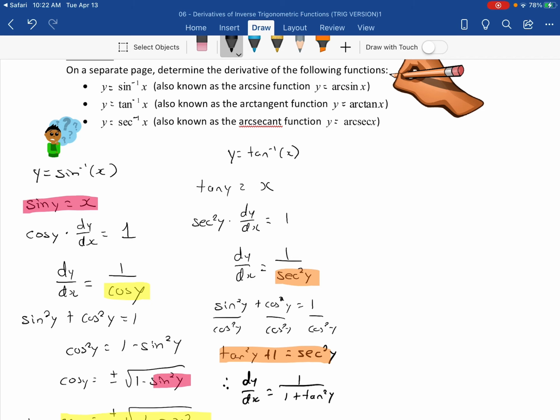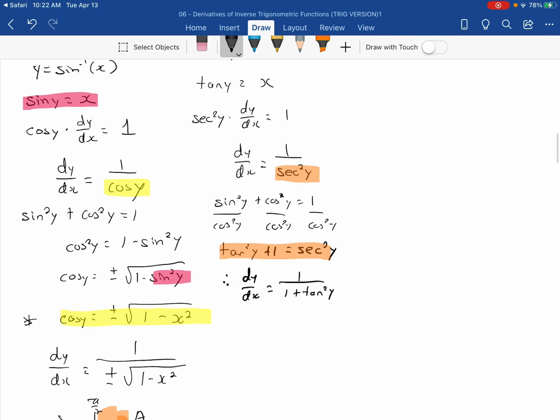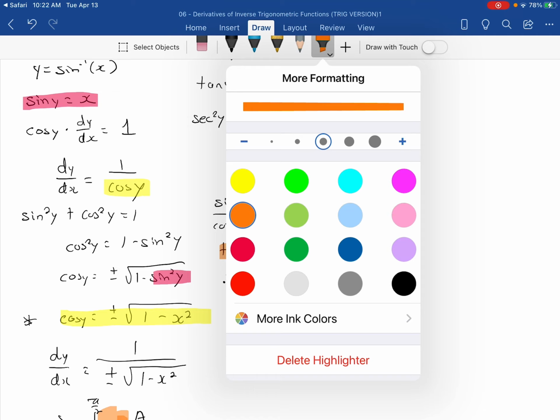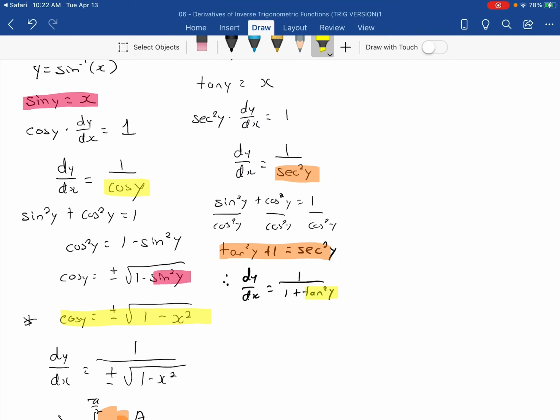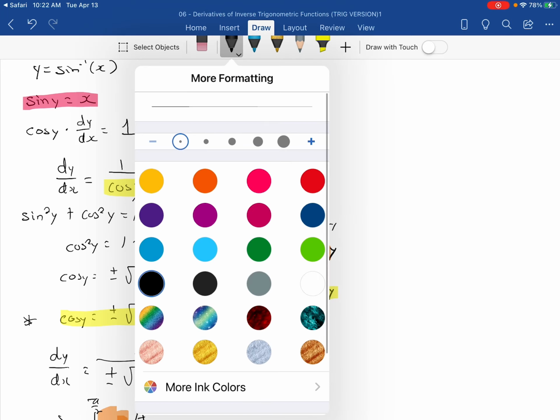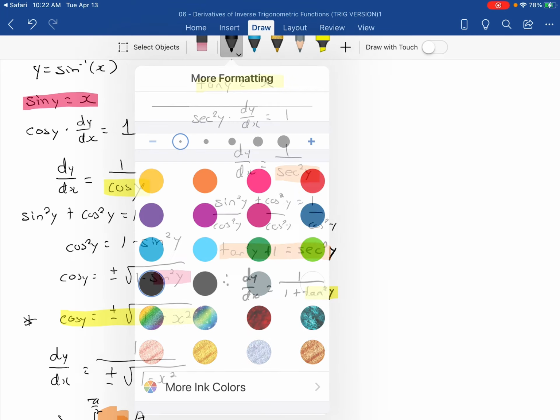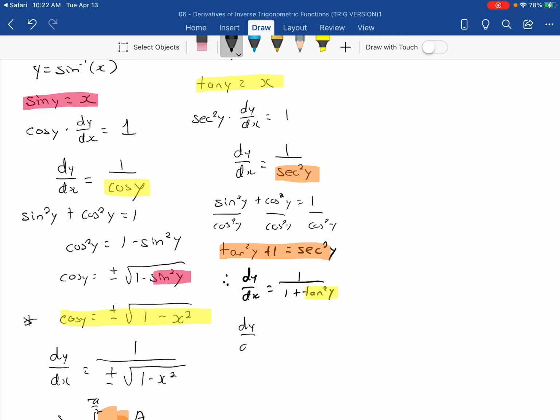And at first, that's not very helpful. In fact, it looks like I've made it worse, but then I'm going to do this substitution that comes out nicely: tan squared y happens to be x squared, because tan y is x there. So what I get is dy by dx equals 1 over 1 plus x squared. And that's the end of that one.